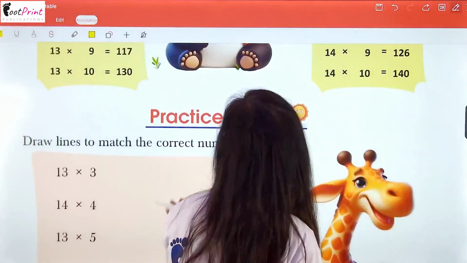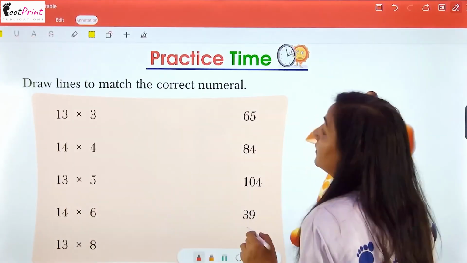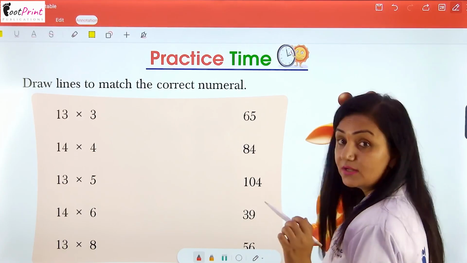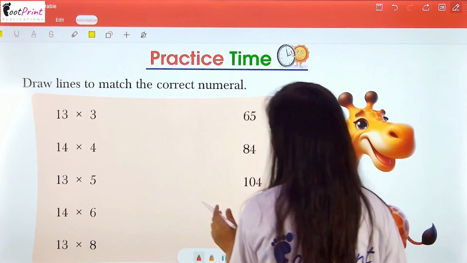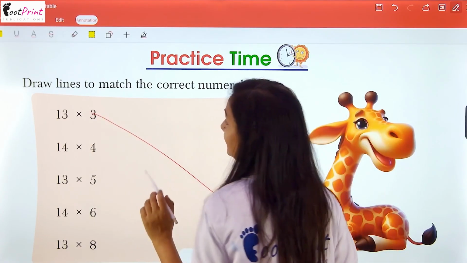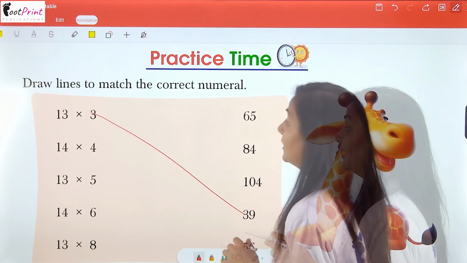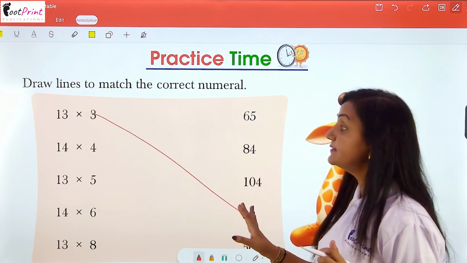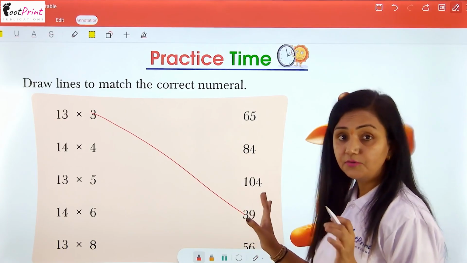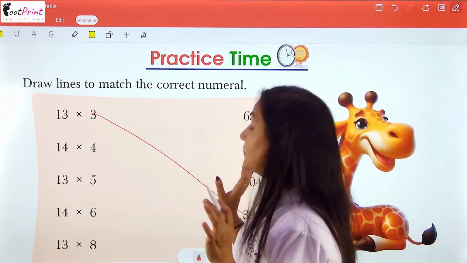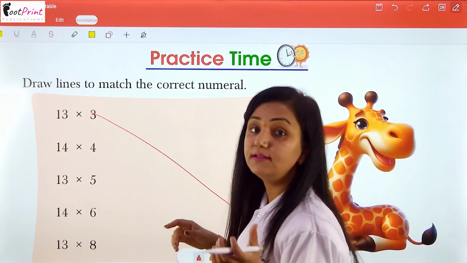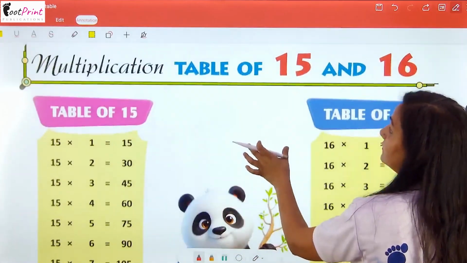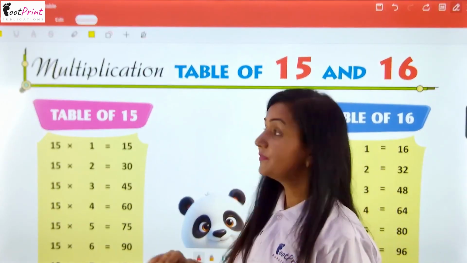Okay. Now this is your practice time. Here you have to draw lines to match the correct numeral. Means 13 threes are 39. Okay. But as always I tell you that all the questions will be very easy for you, when you keep on learning the table. Okay. So it is important for you to learn all the tables from time to time.